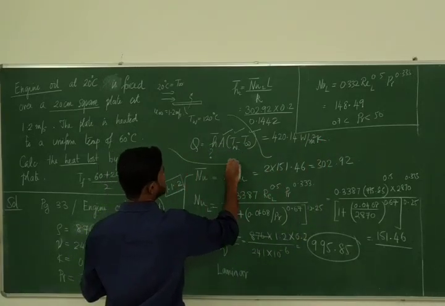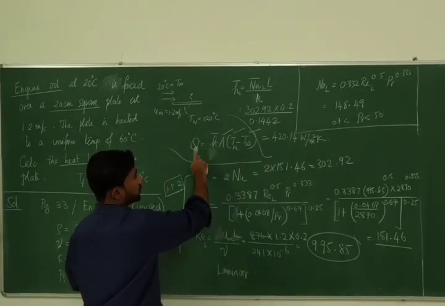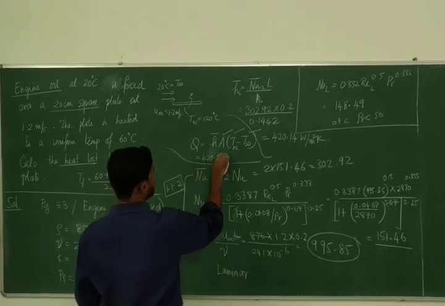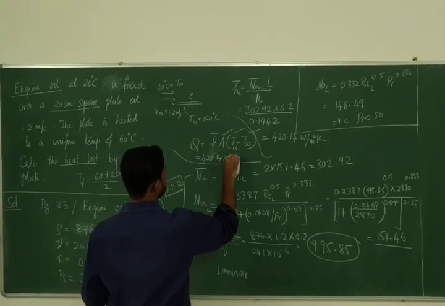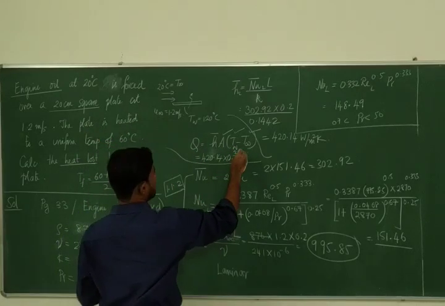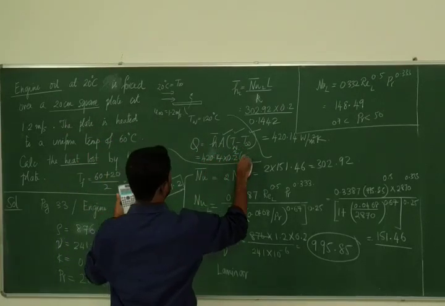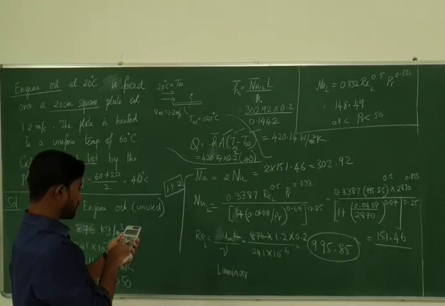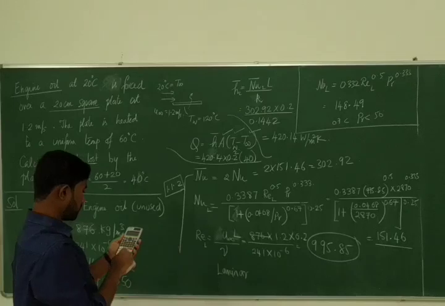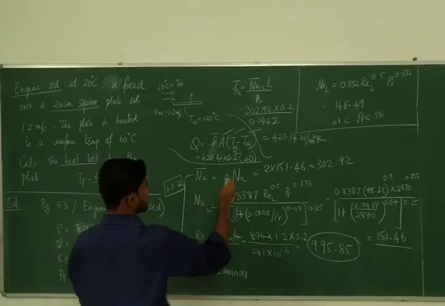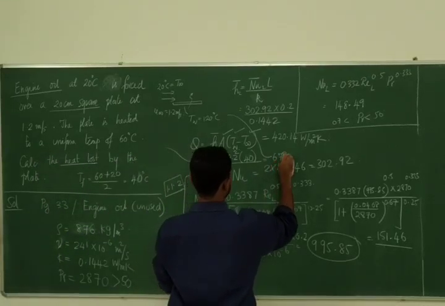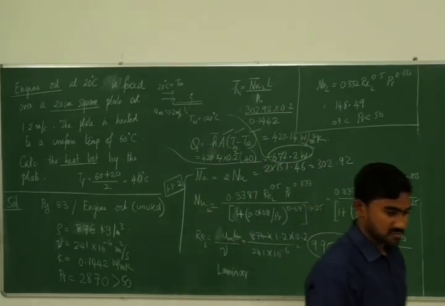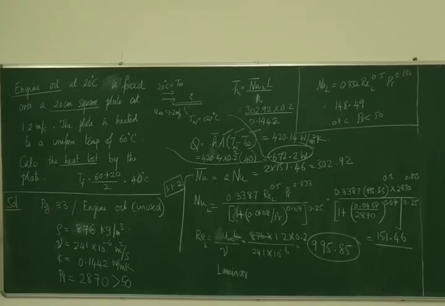And if you substitute h bar here, you're going to get the heat transfer rate. 420.14 into the area, which is 0.2 square, it's a square plate. T_w minus T infinity is 40 degrees. So into 0.2 square into 40. This comes to 672.2 watt. It's going to be the heat transfer: 672.2 watt.